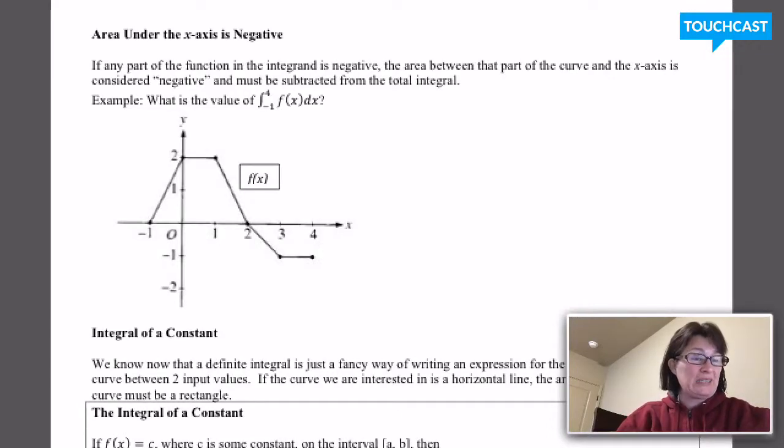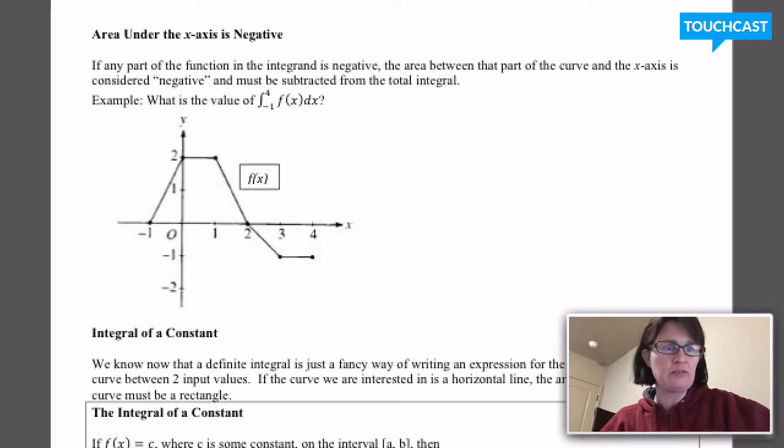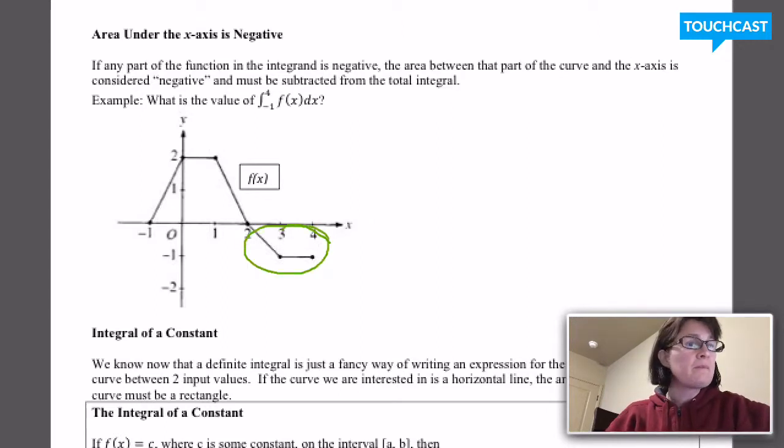Here's the next big important idea. If you have an area that you're trying to find under a curve, and part of that area is below the x-axis, you have to subtract those areas out. If I asked you to find the area of, for example, this trapezoid, the area is a positive number.